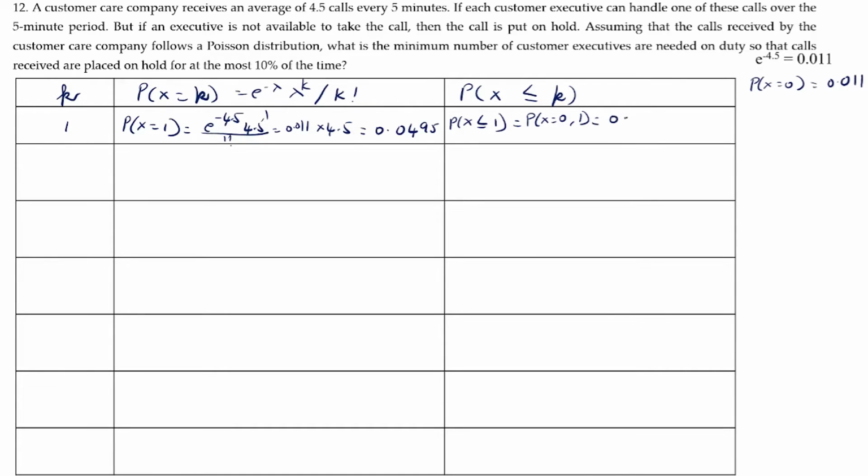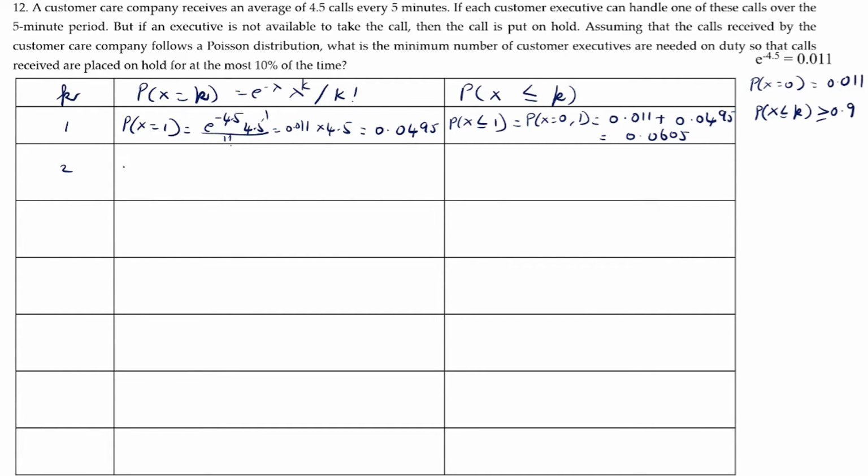Probability of x equal to 0 is 0.011 plus probability of x equal to 1 is 0.0495. When we add these two, it is 0.0605. Now this 0.0605 is not more than 0.9. We need to find probability of x less than or equal to k greater than or equal to 0.9. We have to find that value of k. This is not more than 0.9.